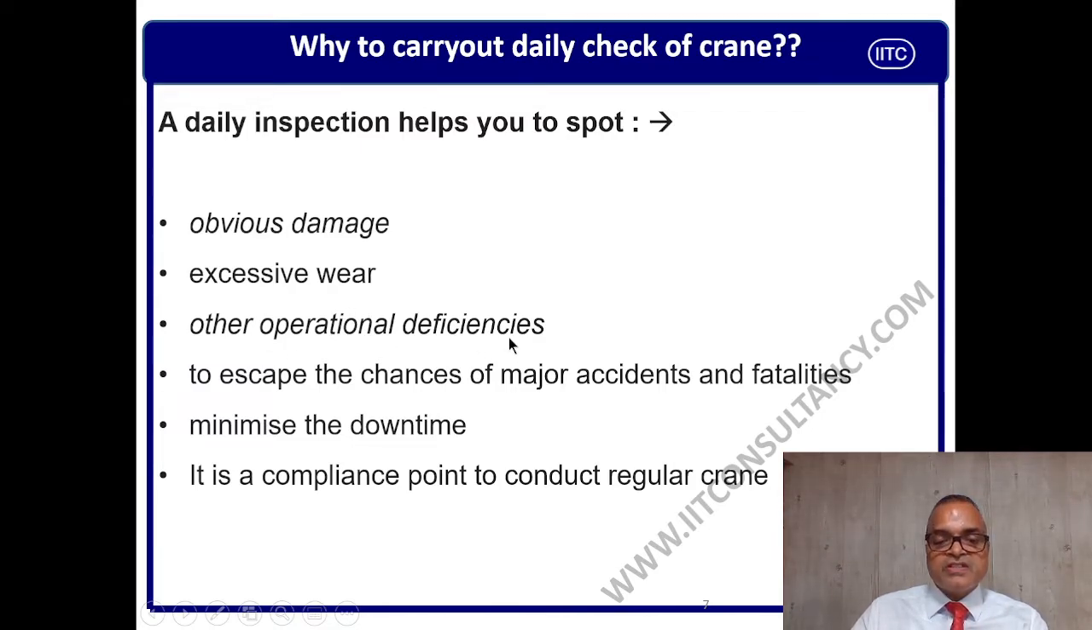Other operational deficiencies: when you do checks of the crane on a daily basis, you will find out if there is any problem in the brake or any other part of the engine. So you will find operational deficiencies of your crane to minimize the chance of accidents and fatalities. When you do checks, you will probably find some unsafe condition, unsafe equipment, unsafe wear and tear, or unsafe damage. You will immediately take action so that incidents can be prevented.